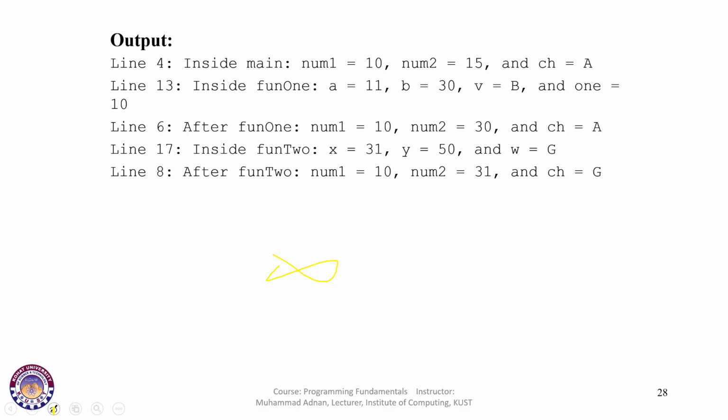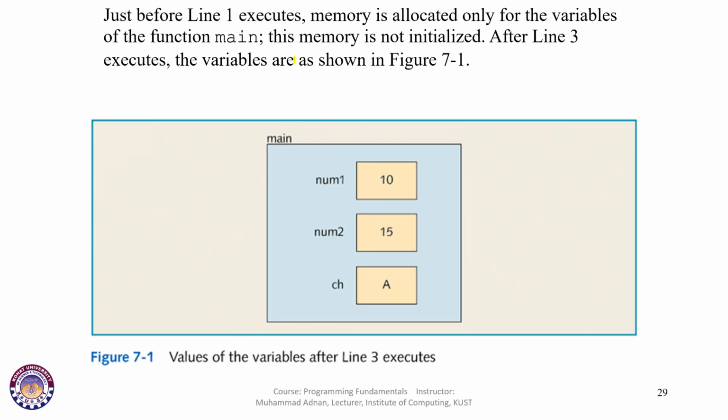inside function 2, so let me change. So inside function 2 we have x 31, y 50, and w 'g', but after function 2 gets executed we have num1 10, num2 gets changed because we are passing the address of num2, and ch also gets changed to 'g' because here w and ch are both pointing to the same memory location, and here num2 and x are both pointing to the same memory location.